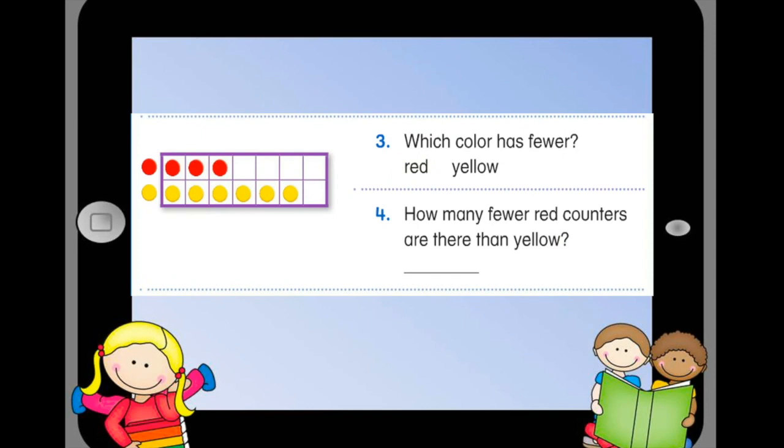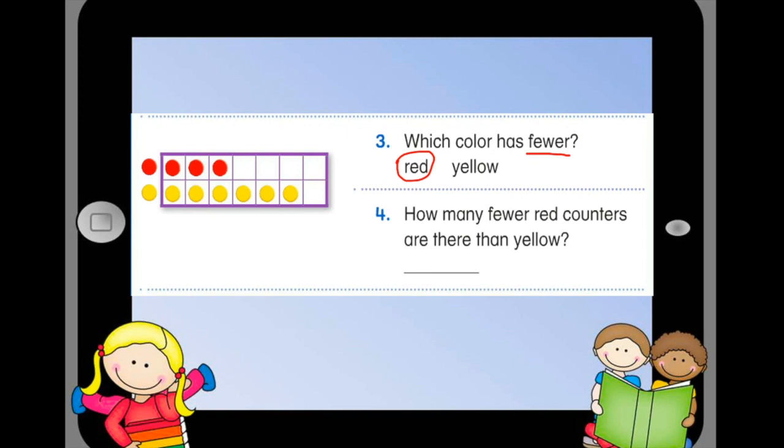Let's try another example, looking at a new graph. It says which color has fewer. Keep that in mind. Fewer means less. So let's look at the red counters that we have in this graph. Count with me. 1, 2, 3 red counters. And now my yellow. 1, 2, 3, 4, 5, 6 yellow counters. So which color has fewer or less? It's going to be the red counters.